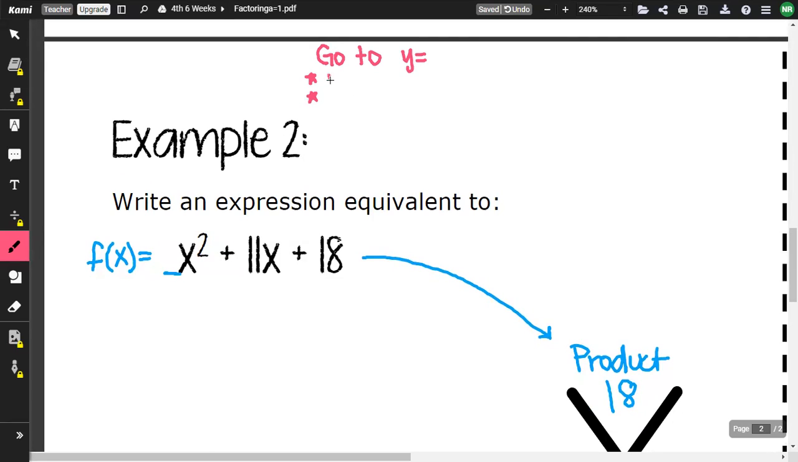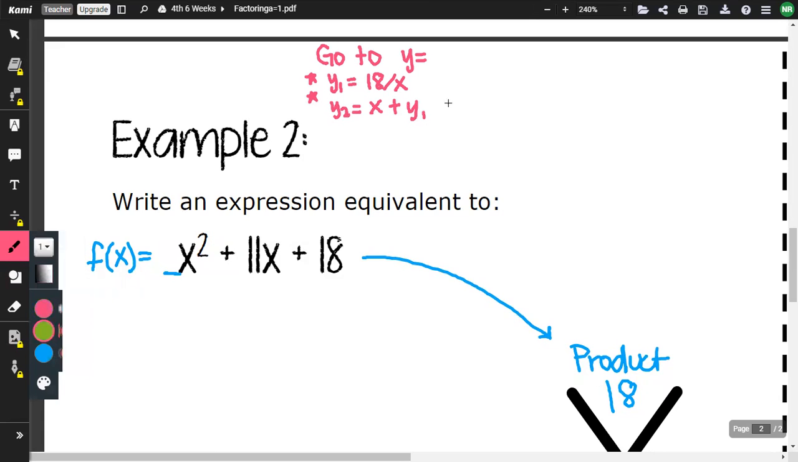And now what do we put? What do we type under y1? The product divided by X. Whatever number is at the top, the product divided by X. What do we put into Y2? X plus Y1. Now, if I don't know how to get to Y1, what numbers do I push?